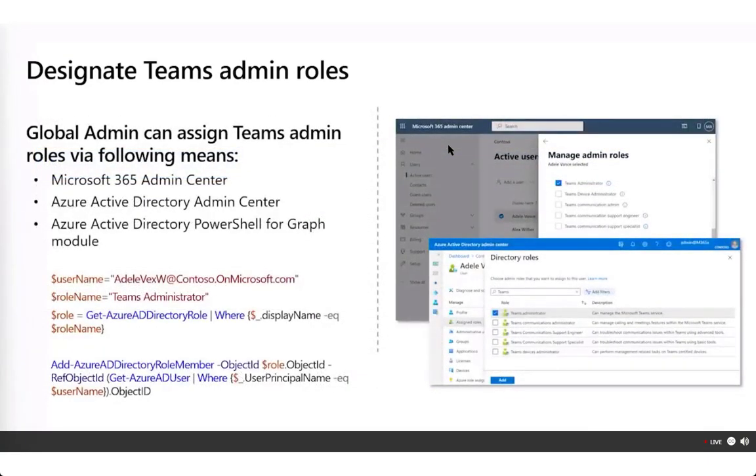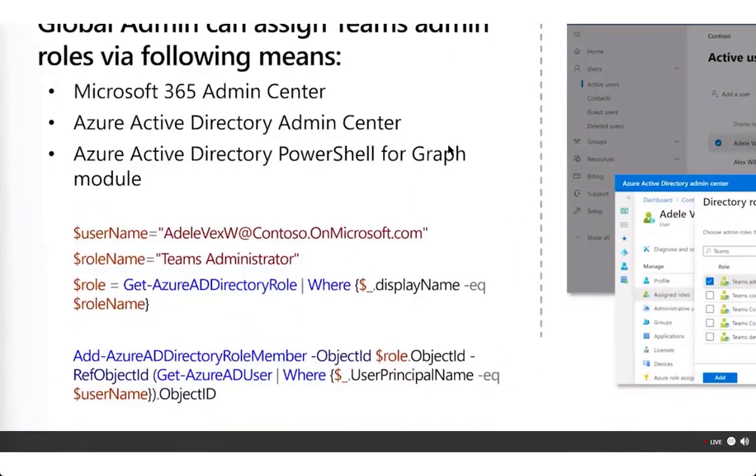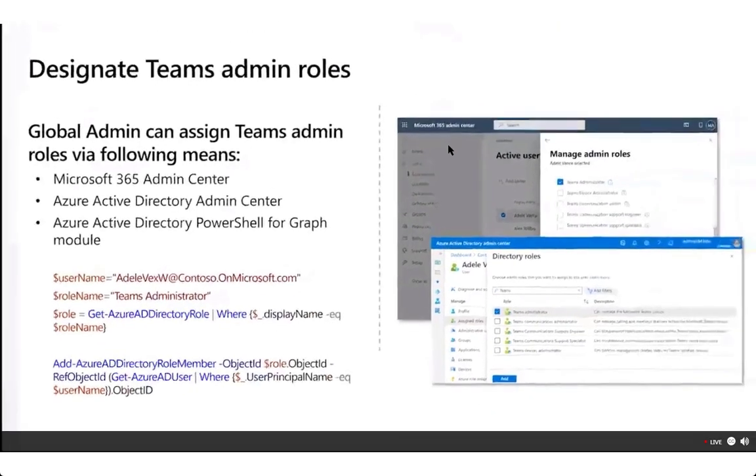We can assign admin roles in Teams using a variety of locations. We can use the M365 Admin Center, the Azure Active Directory Admin Center. There's also the Azure AD PowerShell for Graph module. The PowerShell syntax we're looking at on the screen here, we're going to be granting the Teams Administrator role to a user named Adele Vance. We'll have some more examples of PowerShell syntax coming up.